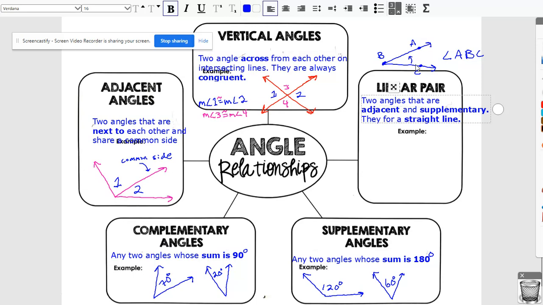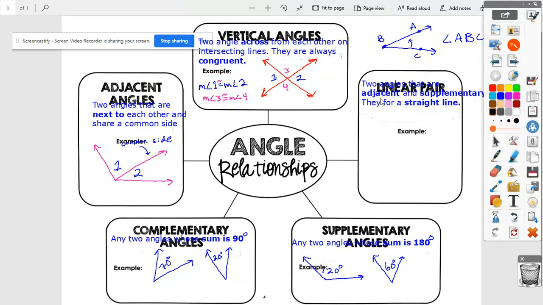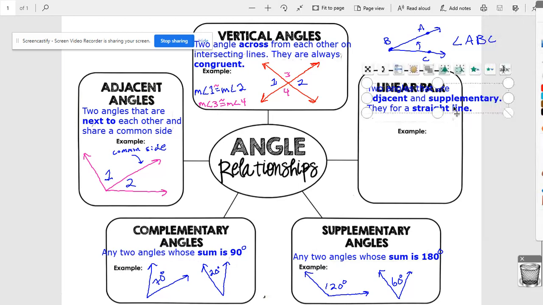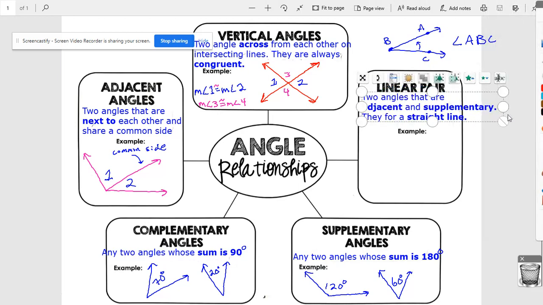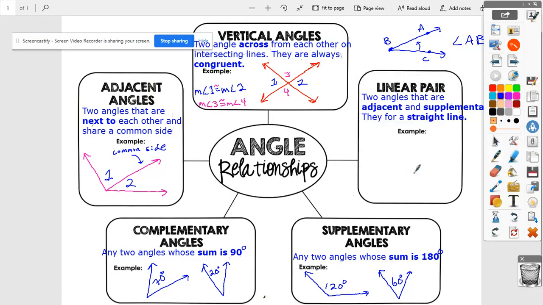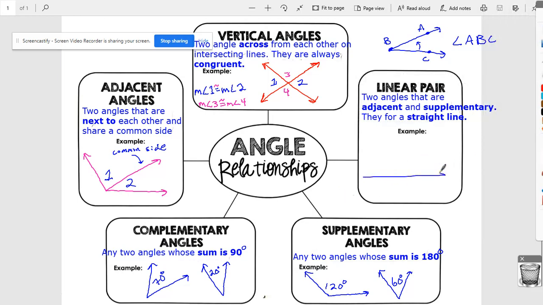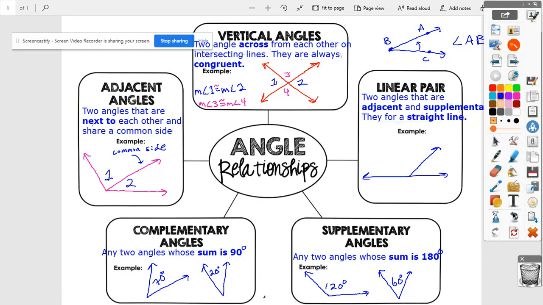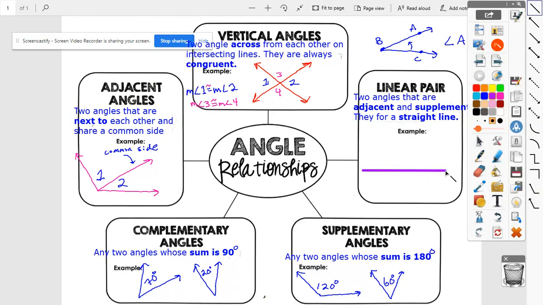So let's take a look at what we mean by that. We've got two angles that are both adjacent and supplementary, so we have to fit both of those categories. Two angles that are adjacent and supplementary. Let's take a look at an example of that. If we have a straight line like so, we know that is 180 degrees. I'm going to try and get a little bit more straight of a line here. Let's just use my line tool. So let's say that we have a straight line. We know that the measure of that straight line is 180 degrees.